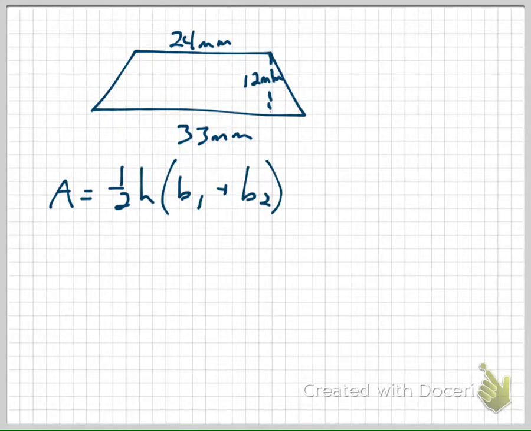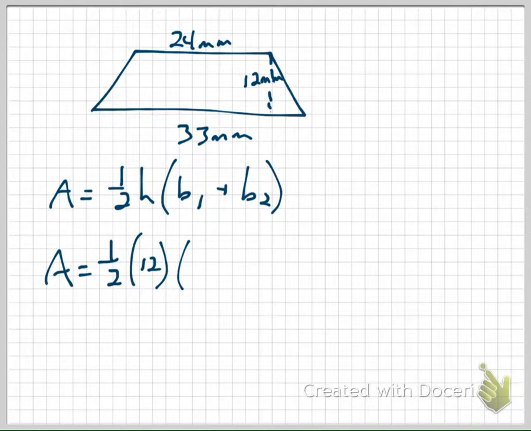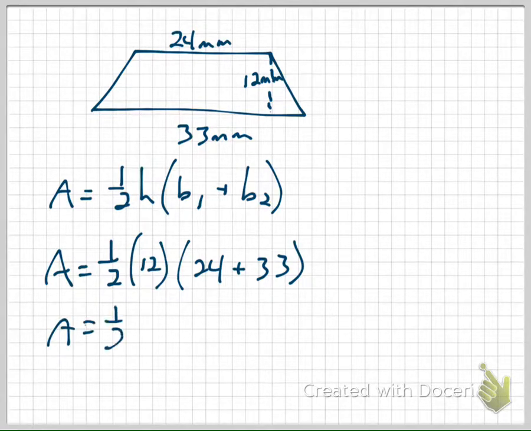We're just plugging in, right? Area equals 1/2 the height times, what is B1? 24. Plus 33. Okay. Area equals, what is 24 plus 33? 1/2 times 12 times 57.